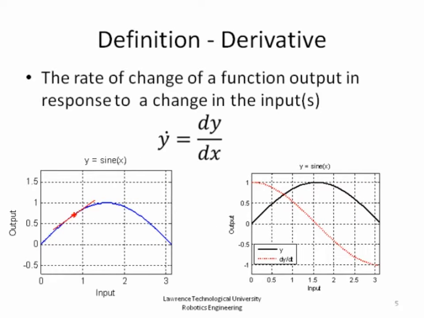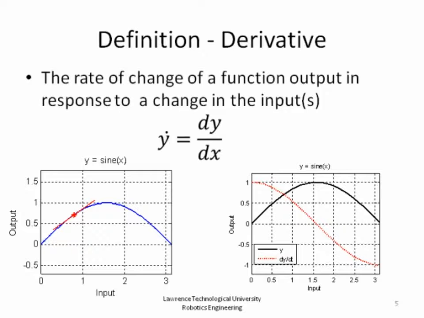Derivative. Here we're getting into a little bit of calculus, and I'm not going to go into a rigorous, mathematically correct definition. I'm just going to touch on it to give you a feeling for what it means and how it works. It's the rate of change of a function output in response to the change in the input or inputs, denoted y dot, or the derivative of y is dy by dx, essentially the change in y divided by the change in x. Graphically, we can think of it as a slope.